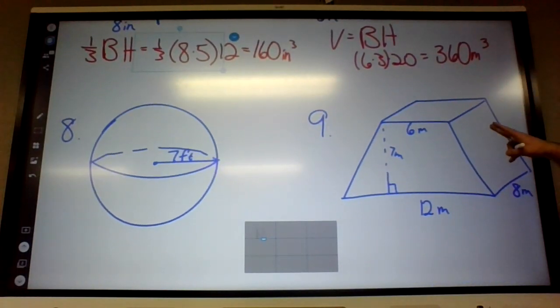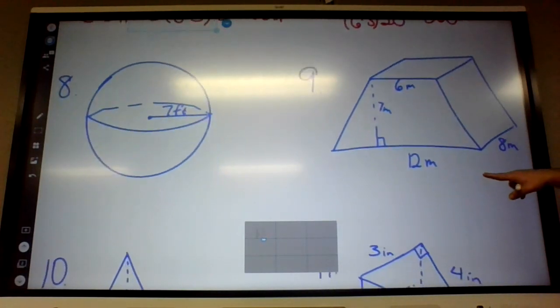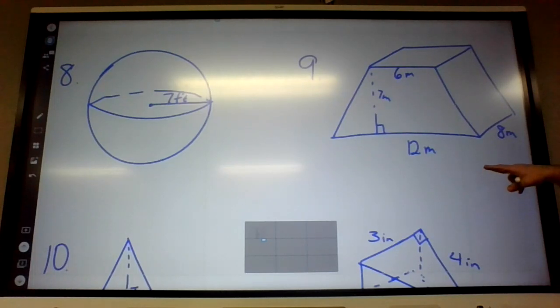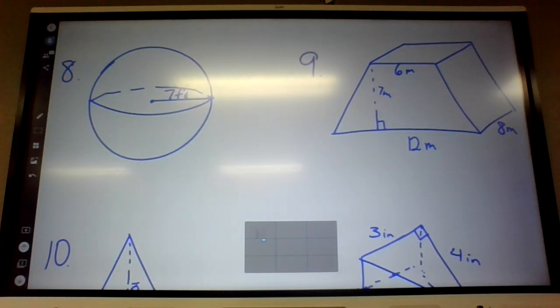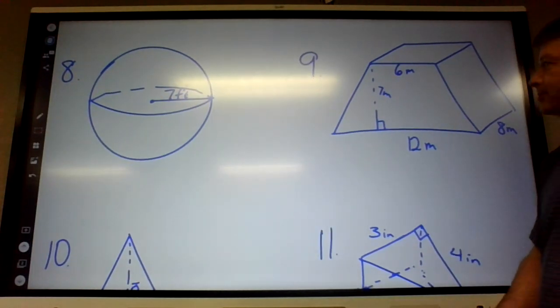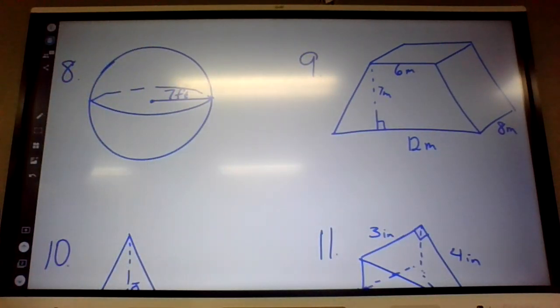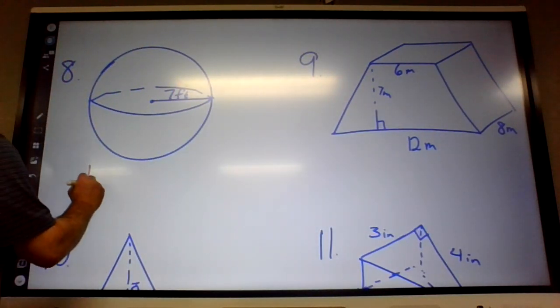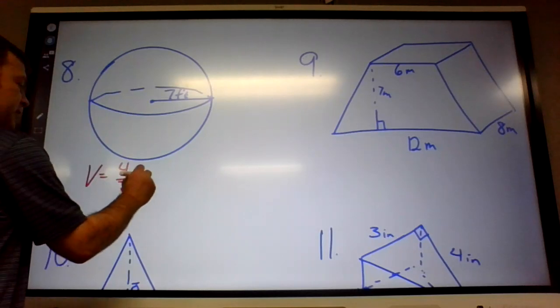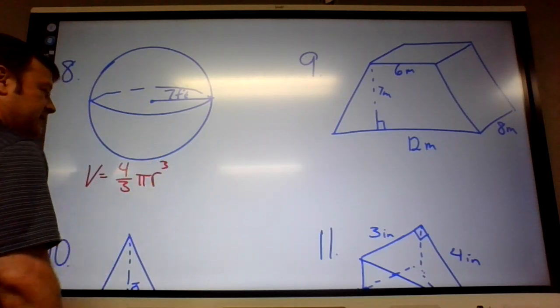Okay, number 9 is going to give us some trouble. I think from years past, a lot of people get number 9 wrong. Number 8, almost everybody gets right. Just make sure you're using the volume formula, not the surface area formula.